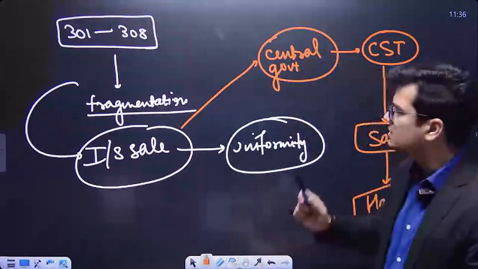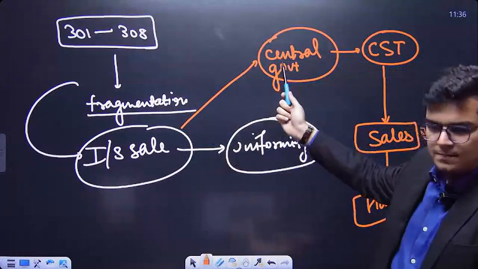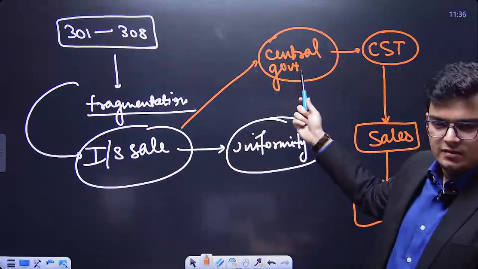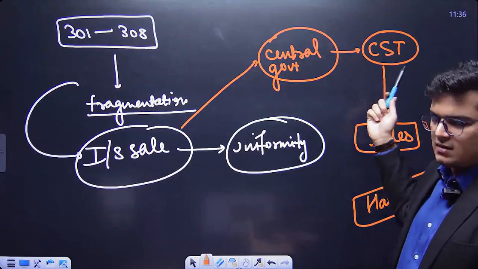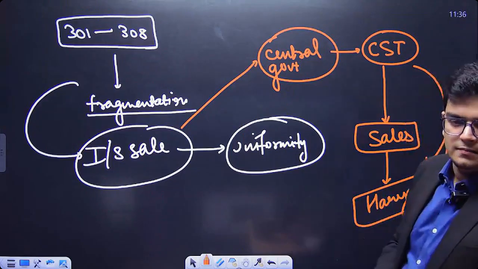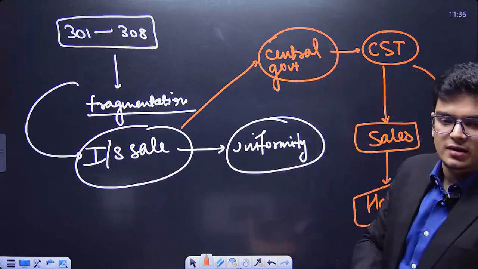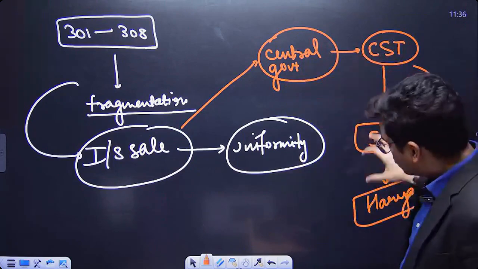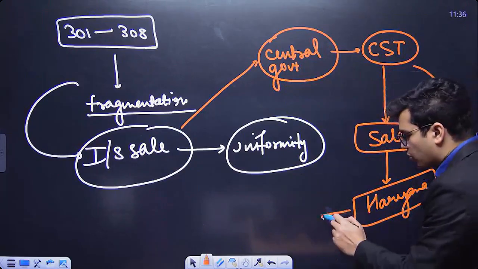For this purpose, we said that on interstate sale, the money will be collected by central government. After collection by central government, called central sales tax, there will be a transfer of this money to Haryana. Who is the levying authority now? Central government is the levying authority. Who is actually getting the tax finally? Haryana is getting the tax. Haryana is called appropriating authority.